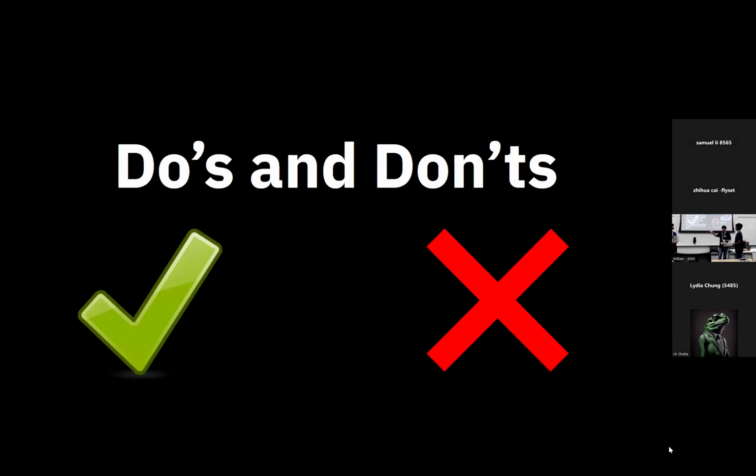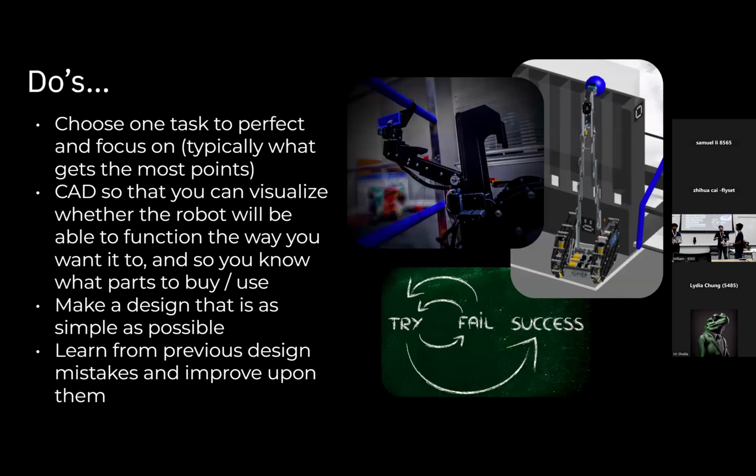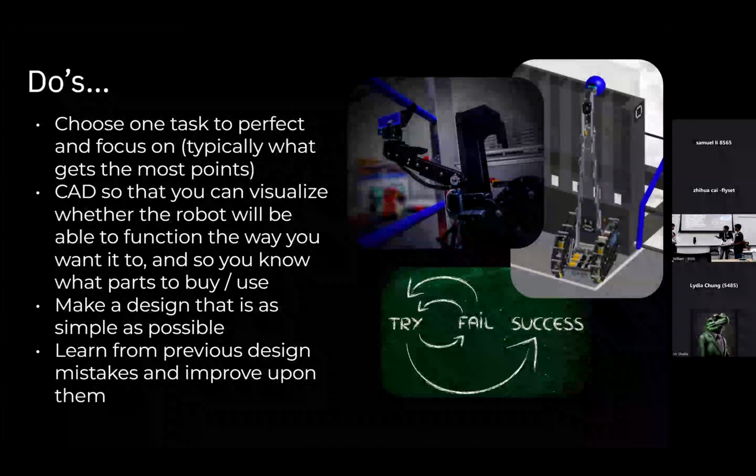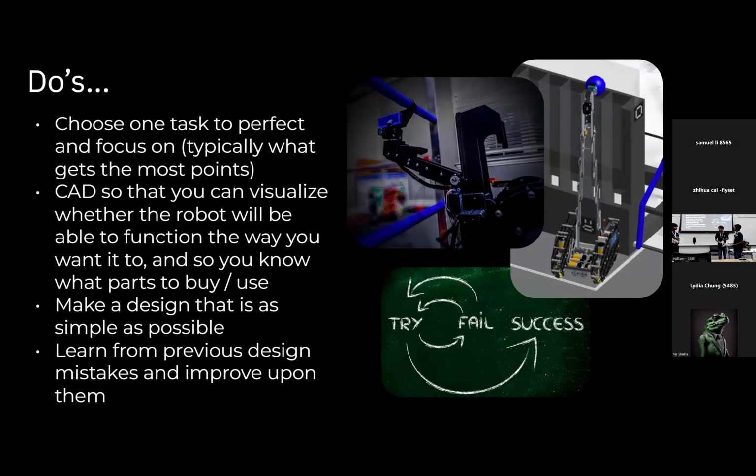So we'll just go over some dos and don'ts, really quickly, some of the mistakes that we made. Some things you should really do is choose one task at the beginning and perfect that, especially the one that gains the most points, like hanging specimens, right? And then make sure that you CAD your robot so that you can visualize how your robot is going to function digitally. Make the design as simple as possible, right? The sophomores' robot, the slides were able to come down and extend. It only had one mechanism that could do all the tasks, right? It was simple and it was efficient.